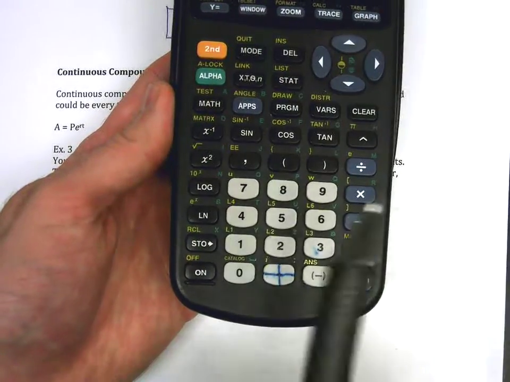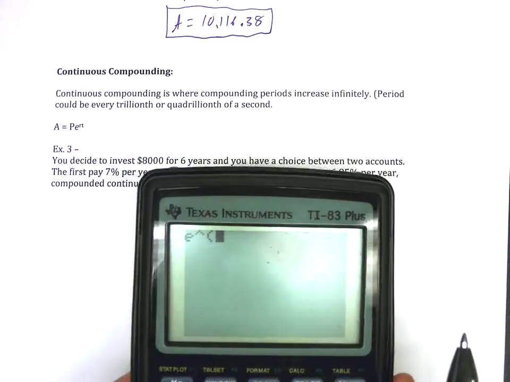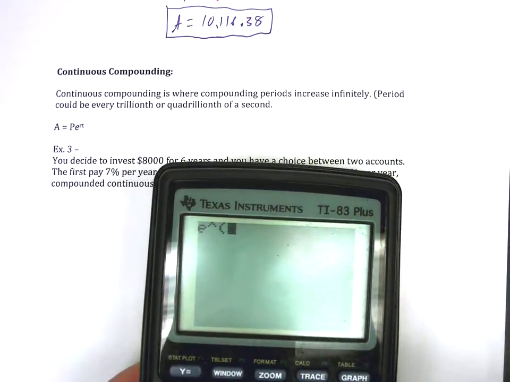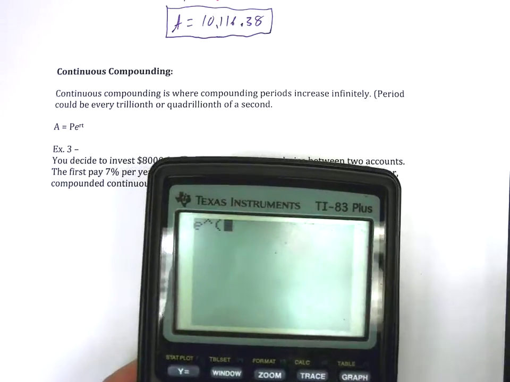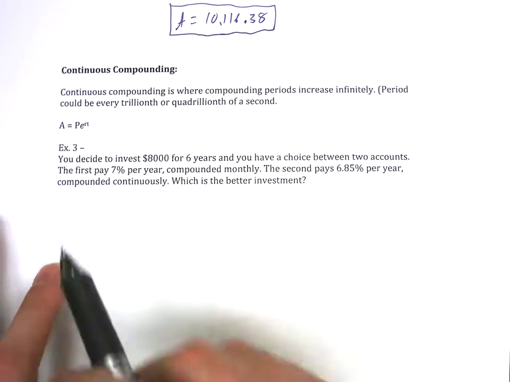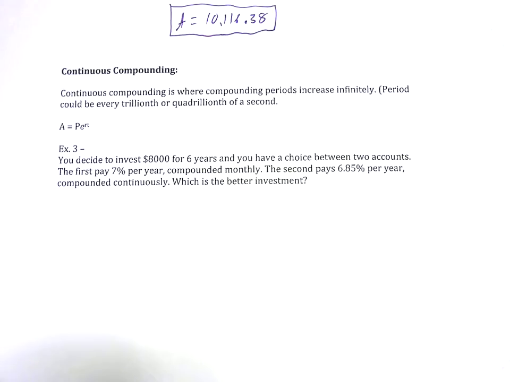So if we hit second to get to the second function, and we hit that button, it's going to give us e to some power that's going to be inside those parentheses, which in this case will end up being our RT. So when we're looking at that e, it's not just a simple variable. Now our A, P, R and T are exactly the same. You might note that N is actually missing from this, and that's because it's increasing infinitely. The periods are increasing infinitely, so we can't list that as a variable there, which is where the e comes into play. It takes the place of that.